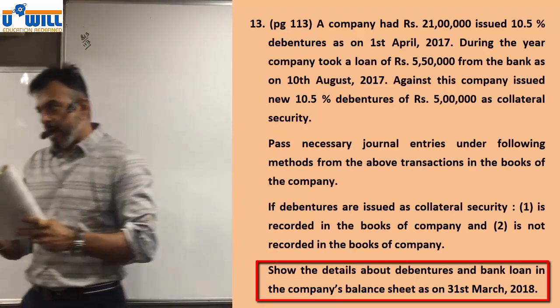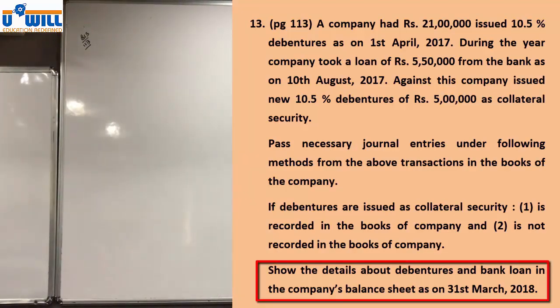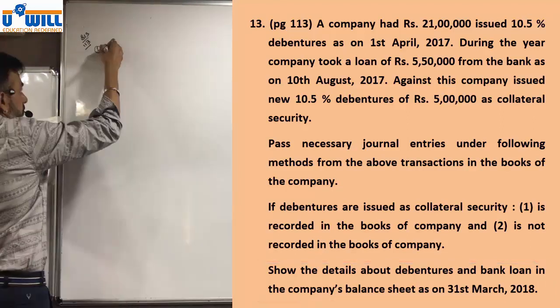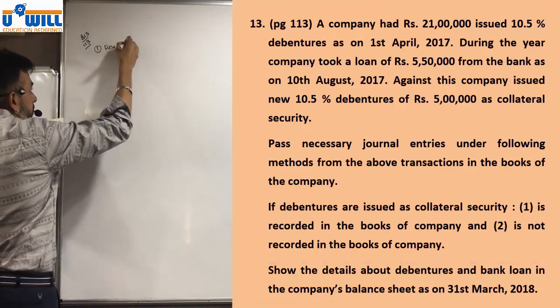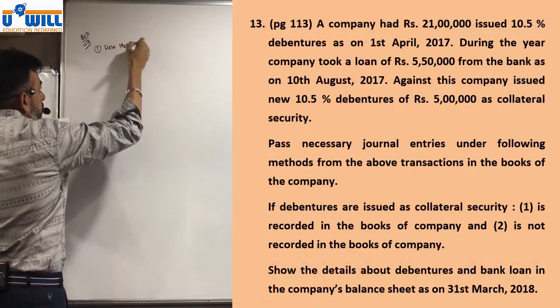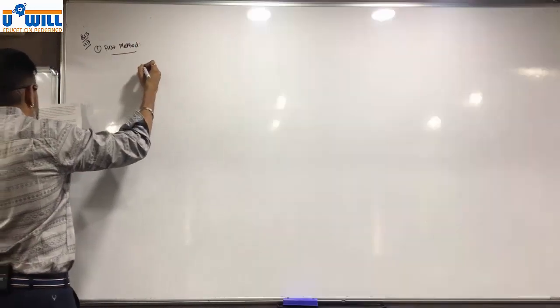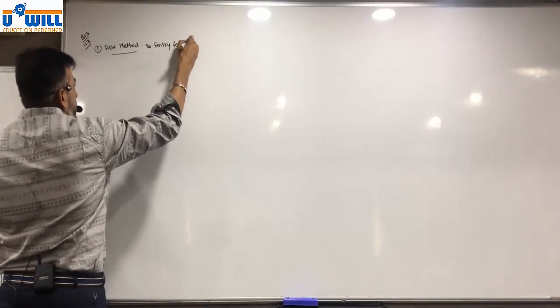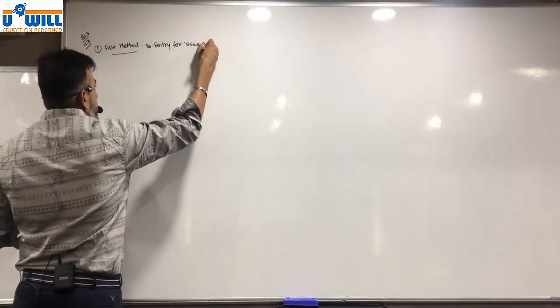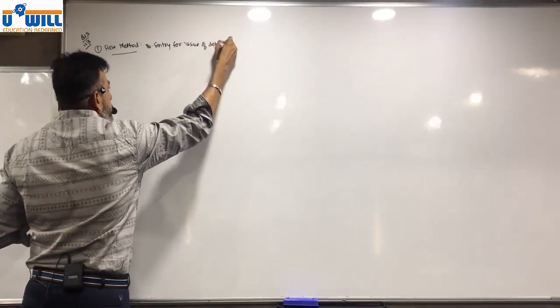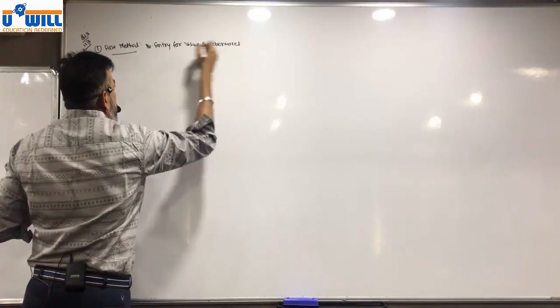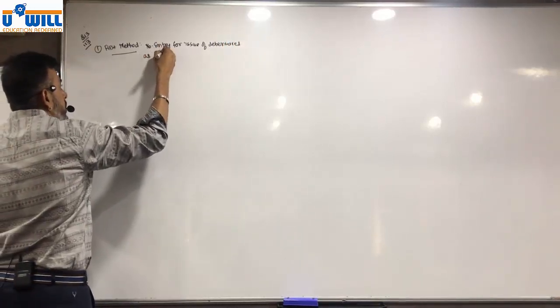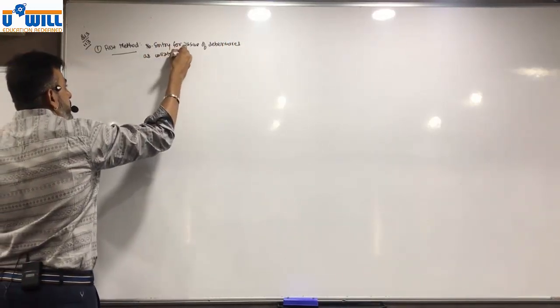Company's balance sheet as at 31st March 2018. First method. Now what is the first method? No entry for issue of debentures as collateral securities.